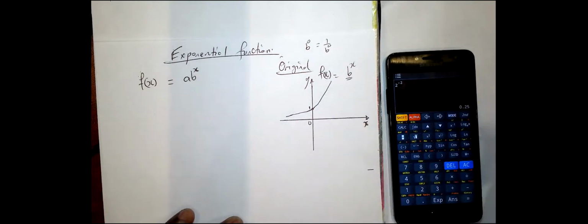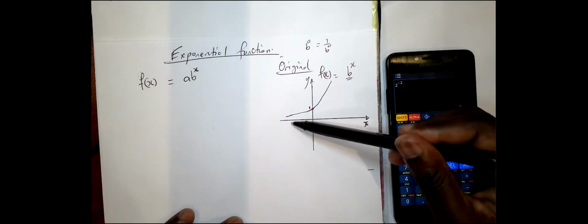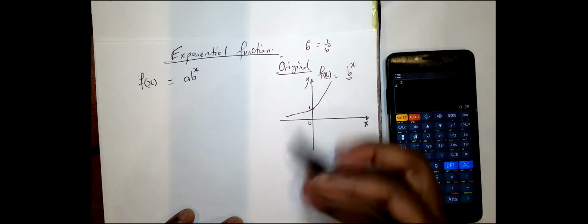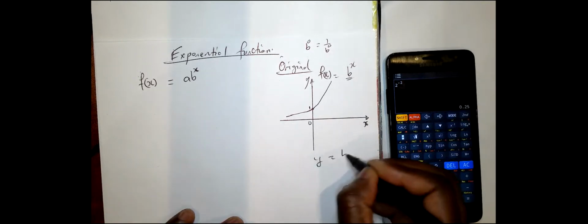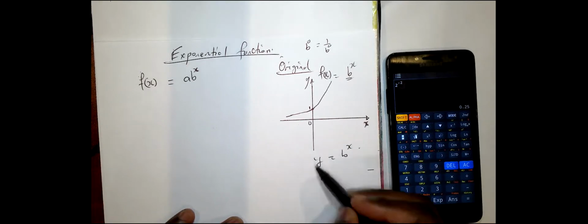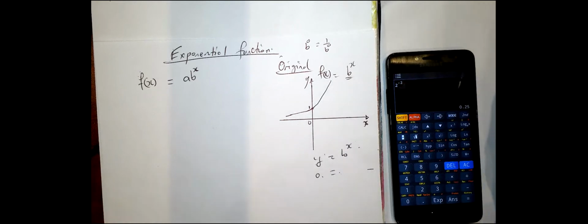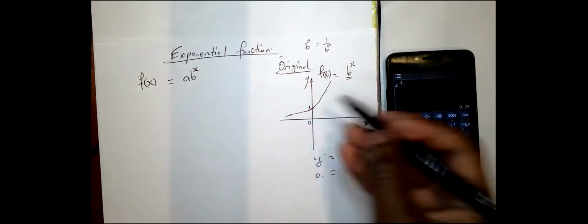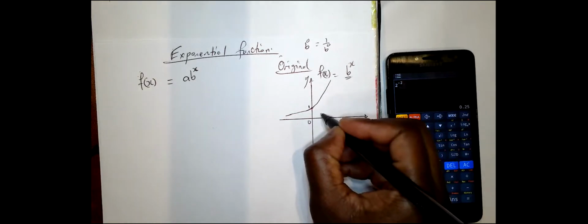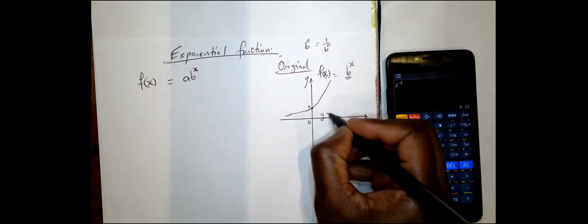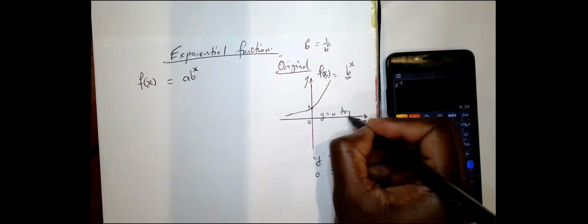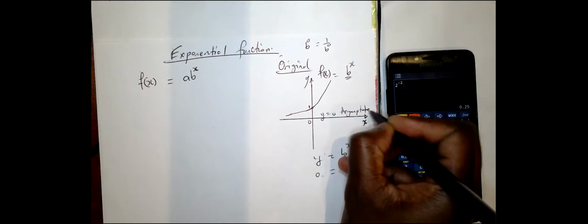But now we can't have y as 0. For example, if we say y equals b to the power x, if we have got a 0 here, that becomes a problem, because we can't have a 0 there, and it will make our function undefined. So here, this one is an asymptote, so y equal to 0 is an asymptote. Okay, you must remember that.